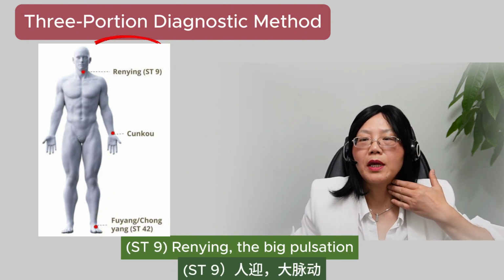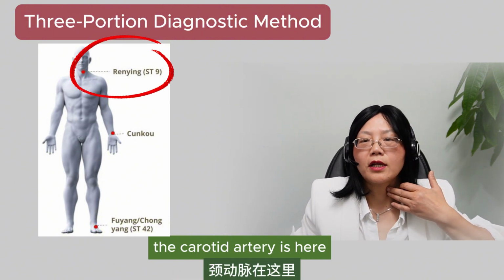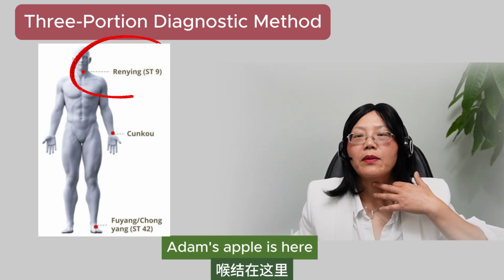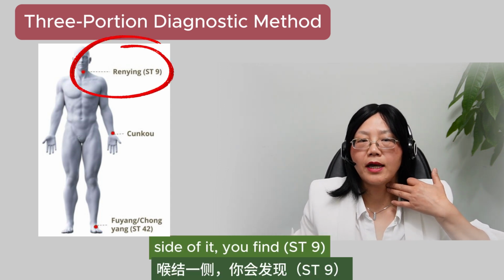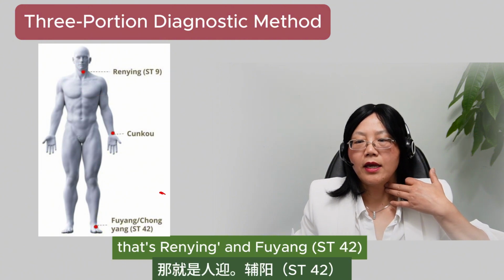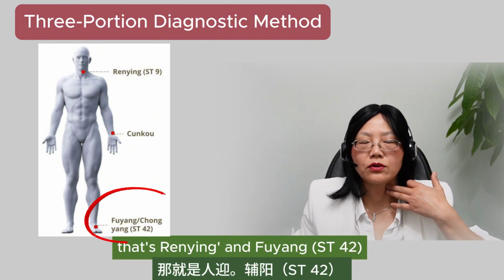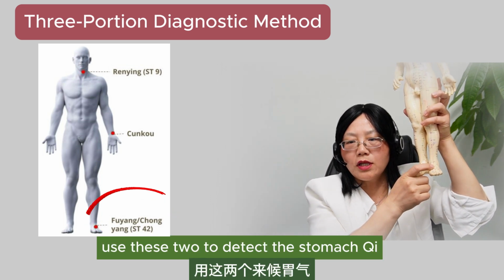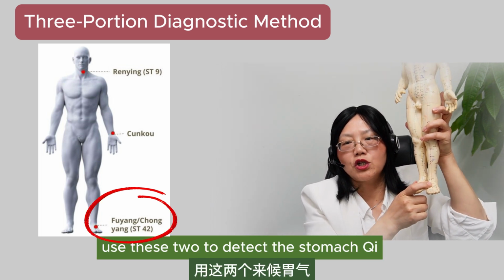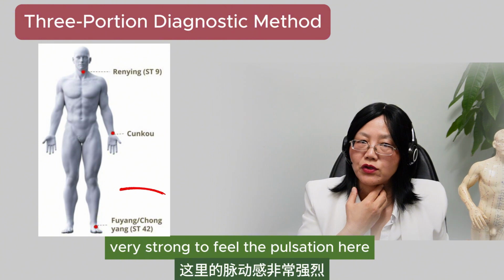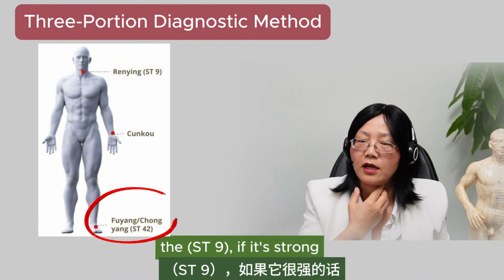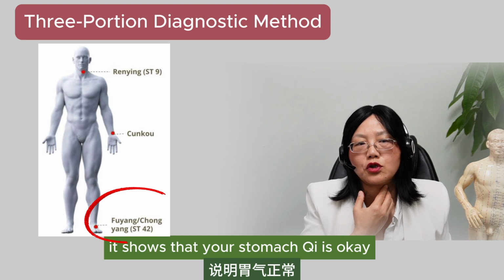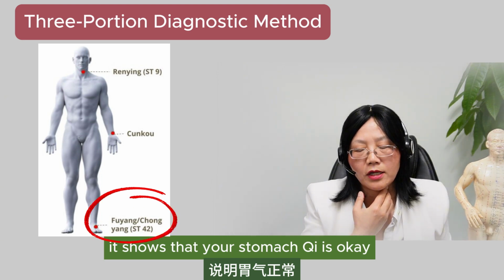Renying, the big pulsation, the carotid artery is here. You look at the Adam's apple. Adam's apple is here. Beside it, you find the ST9. That's Renying. And the Fuyang, ST42, the one on the dorsal part of the foot. Use this to detect the stomach qi. This one is easy, very strong to feel the pulsation here. The ST9, if it's strong, it shows that your stomach qi is okay, it's strong.